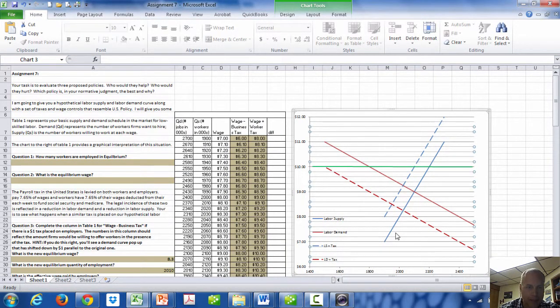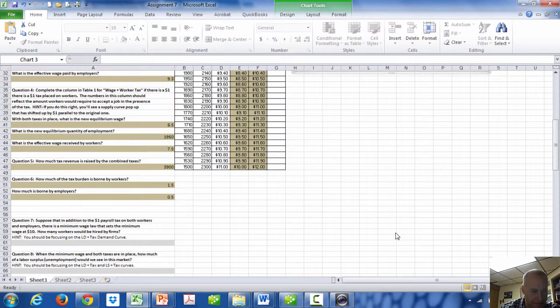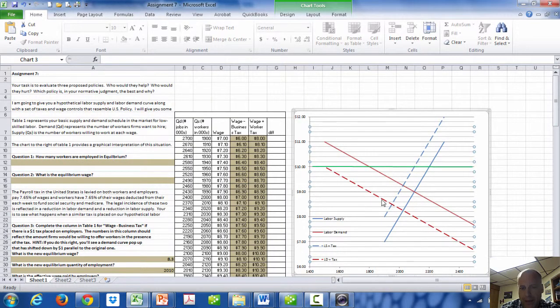Okay. Now, question 7 says, how many workers would then be hired at firms? Well, now, in the face of both of the taxes, if firms have to make a $10 wage offer, effectively the payment that they have to make is $11. And we can find out how many offers they'd be willing to make at that wage if we scroll over here and look at the dashed line. The dashed line is the offers that they would be willing to make. They would be willing to offer 1,500 jobs at $10 an hour.